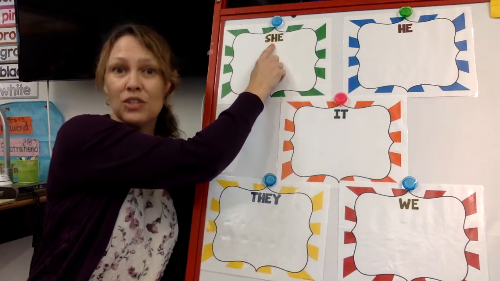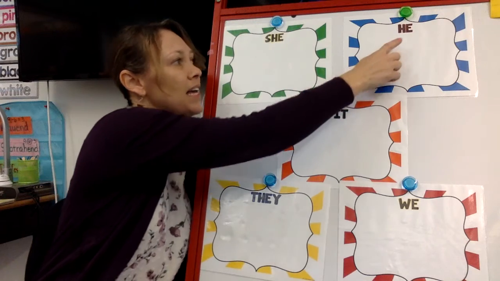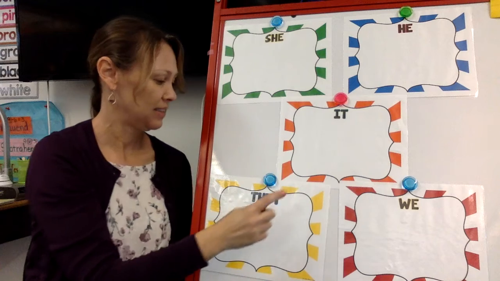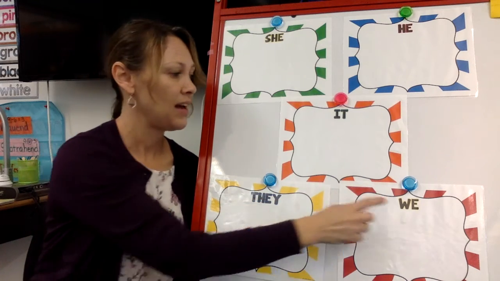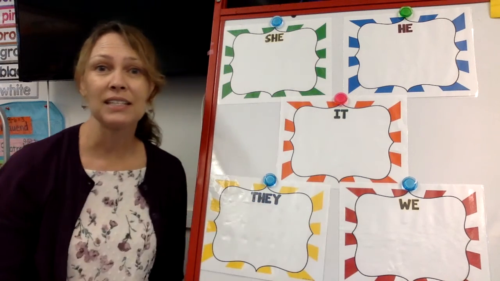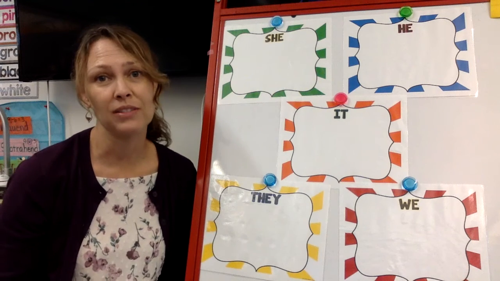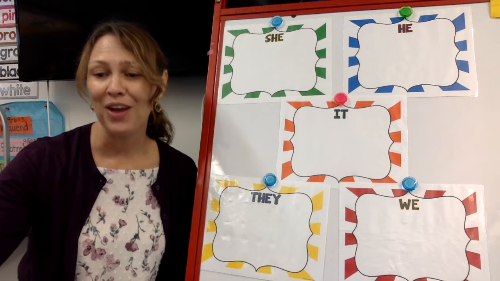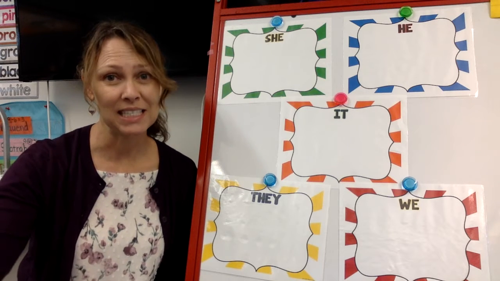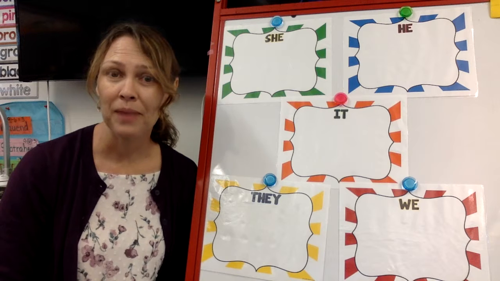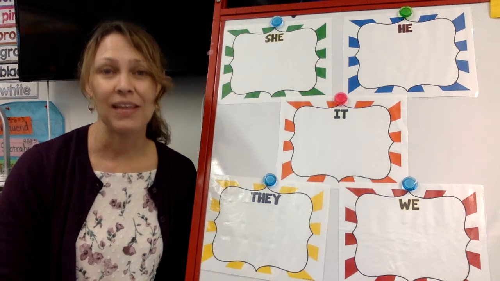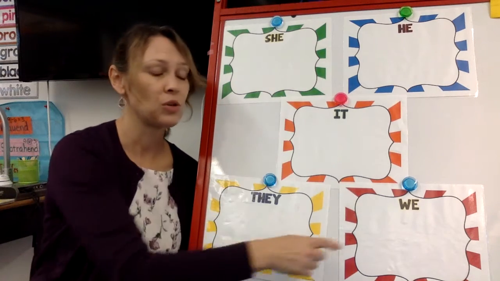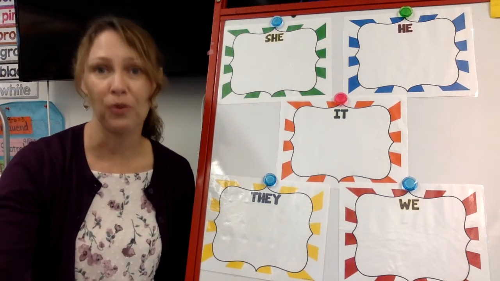On the board here, I have a list of pronouns, and I want to show you. The first one is she, he, it, they, and we. This is a list of common pronouns that you might come across in your reading or writing. So I have some sentences here, and we're going to play a little game. I'm going to read the sentence, and then I'm going to replace the noun with one of these words. We're going to figure out where this sentence might go.